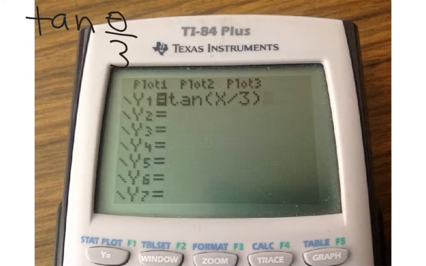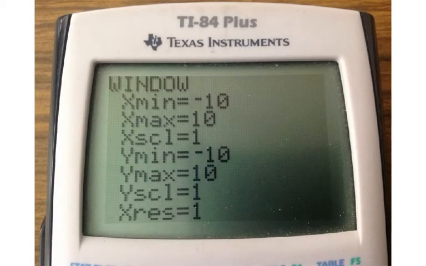Now what we want to do is modify our window to match what we have for the multiple choice question. Your window should look like this, a basic one, with an x-min of negative 10 and an x-max of 10. Those are the two that we're going to change first. If you go back and look at the question, you remember that I said the left side is negative 6 pi and the right side is a positive 6 pi.